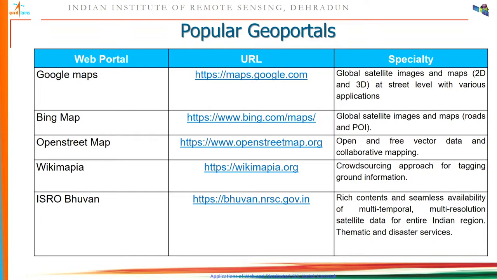Wikimapia is another crowdsourcing approach for tagging ground information. It is not very popular for spatial data, but sometimes you can use this particular platform for the geotagging of a particular asset in your locality.